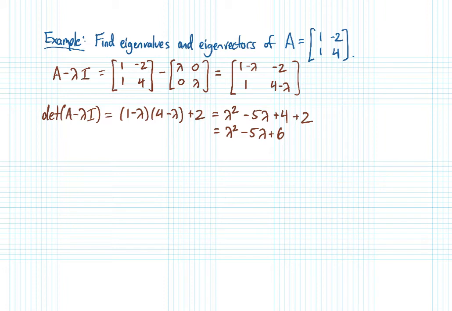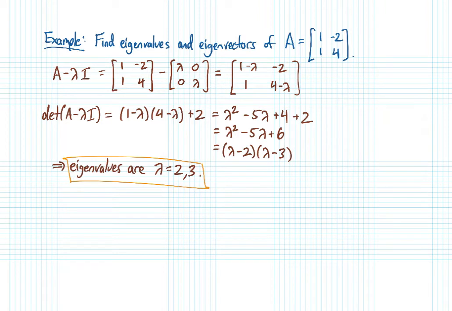And so we want to find the roots of this polynomial, so we'll try to factor it. And in this case, you can factor it by hand. It's (lambda minus 2) times (lambda minus 3). And so from that, you can see that the eigenvalues, the roots, are lambda equals 2 and lambda equals 3. So then what we want to do is go through each of these eigenvalues one at a time, plug them in to A minus lambda I, and then find the kernel.